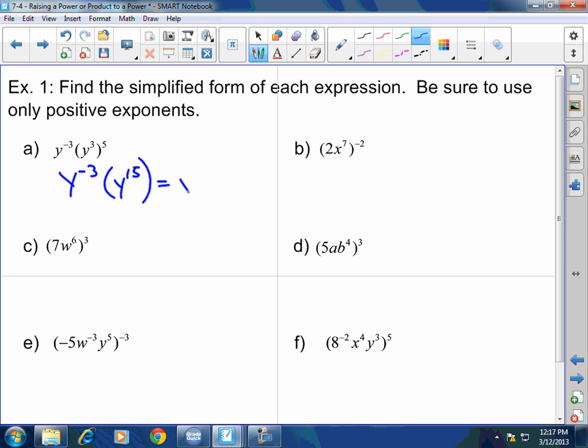This is going to be y to the 12th. Excellent. Because I had to distribute this 5 to this 3. That gave me the y to the 15th. And then I multiplied y to the negative 3 times y to the 15th. When you multiply the same base, you add the exponents, and boom. That's negative 3 plus 15 is 12. All right, for letter B, what do we got?